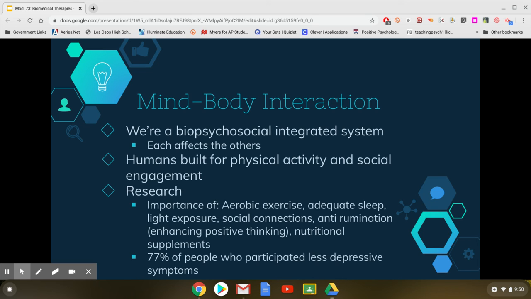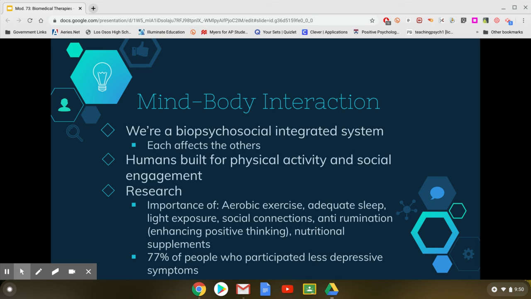Social connections are also extremely important. Anti-rumination, meaning enhancing positive thinking. Think of it almost like cognitive therapy on yourself. How can you change that mindset? And nutritional supplements as well, looking at things like vitamin D too.